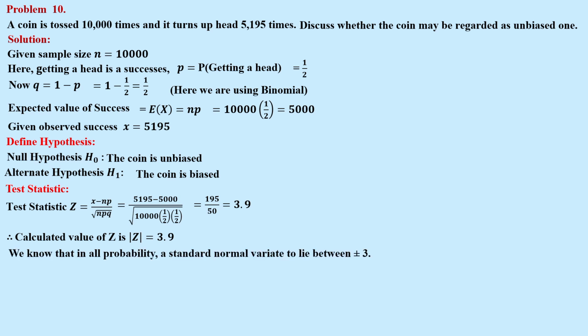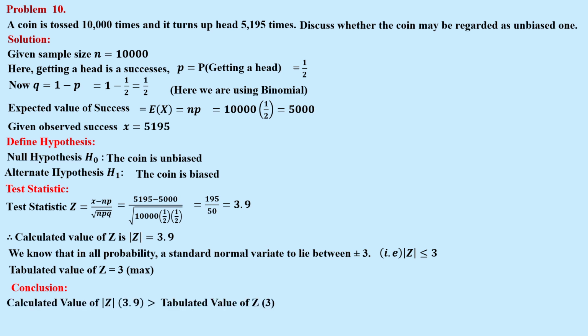Now we know all the probability values, so we have the standard result: Z lies between minus 3 and plus 3. So we will take the maximum value, that is Z is equal to 3, right? This is the standard for this type of problems. So comparing tabulated and calculated values, the calculated value is greater than tabulated, therefore H0 is rejected, the coin is biased. Because H0, that the coin is unbiased, is rejected, so the coin is biased.